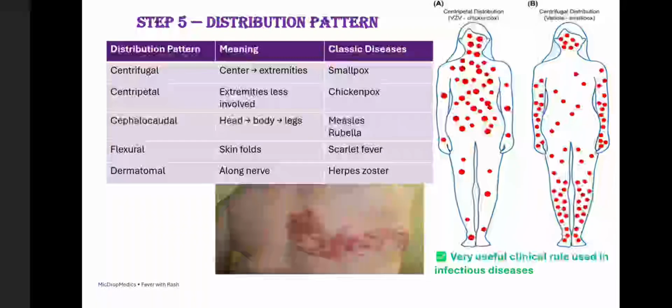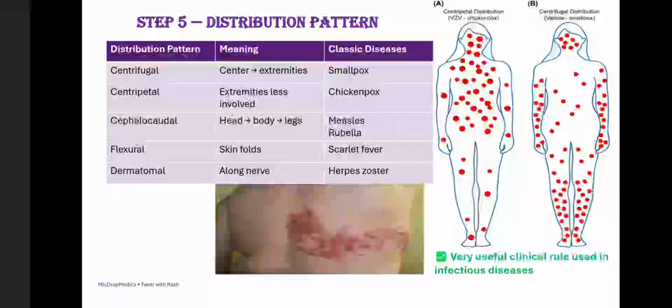First, you have the cephalocaudal pattern. It's the head to toe flow. Think measles or rubella. Next, you have centrifugal versus centripetal. It's a tug of war. In centrifugal, it starts at the center and flies out to the limbs. That's your classic smallpox signature.